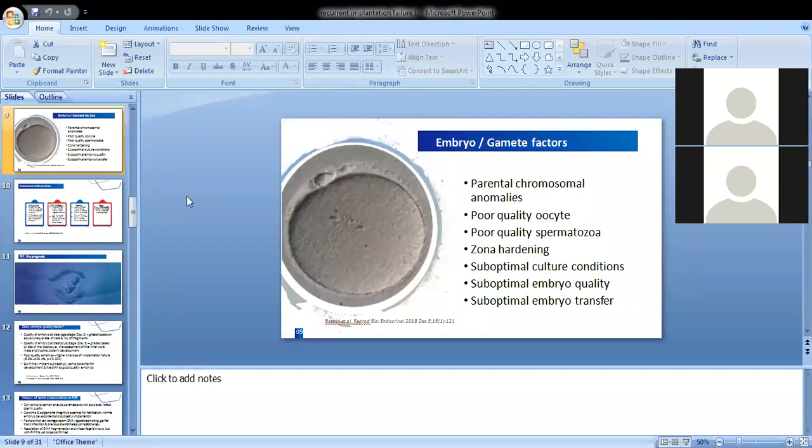Some factors may be in the spermatozoa. When there is high DNA fragmentation or sperm aneuploidy, they can lead to a poor quality embryo. And then other factors in the oocyte, like zona hardening, suboptimal culture conditions, suboptimal embryo quality, and suboptimal embryo transfer. All these may be factors which can lead to recurrent implantation failure. That should be our checklist. We should check all these.